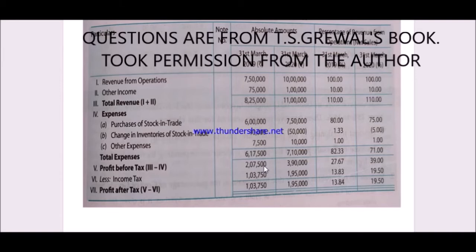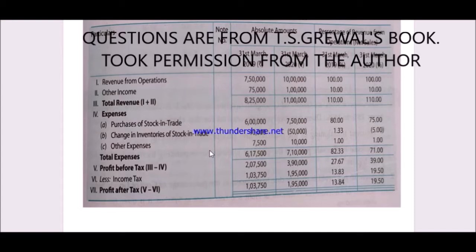2,07,500 divided by 7,50,000 into 100, you will get this figure, 27.67%. From this, we have to deduct income tax. How will you calculate the income tax? Just see, it is given that the tax rate is 50%.